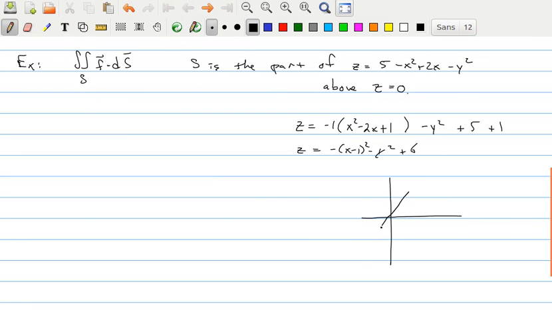So just making a rough sketch of this, our x, y, and z. The vertex of this paraboloid should be at x equals 1, y equals 0. So it's right above here. We've got the vertex of our paraboloid, and it opens downward.